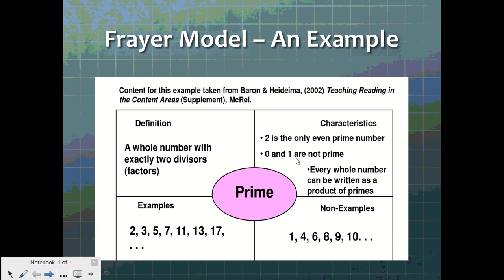In the upper right, you see the characteristics of a prime number. 2 is the only even prime number. 0 and 1, while they are whole numbers, are not prime numbers. And every whole number can be written as a product of primes. Now in the lower left, you see examples of prime numbers. And in the lower right, you see examples of numbers that are not prime, or what we call non-examples. That concludes our presentation.